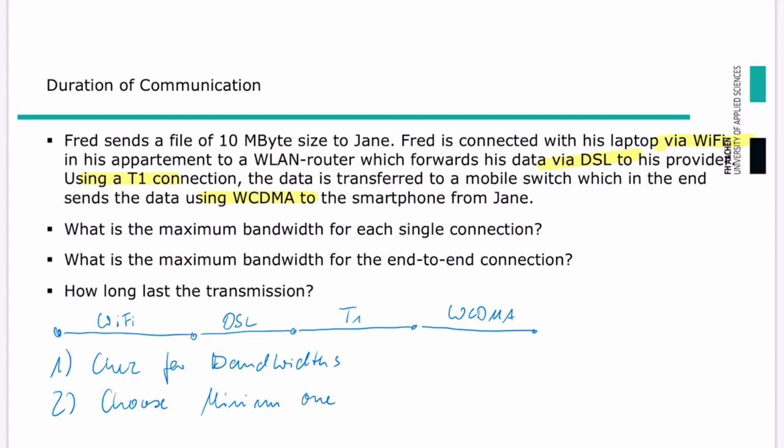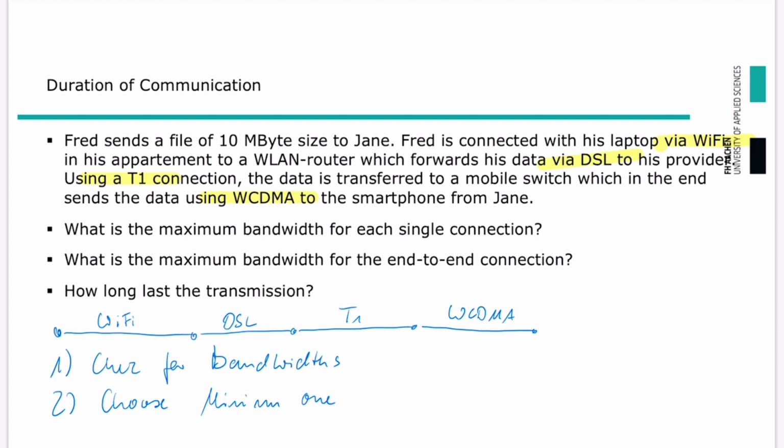In German, we have a proverb which says a chain is as good as the weakest part in it. And this is basically the same here. The network is as slow, or has as small a bandwidth, as the weakest connection.